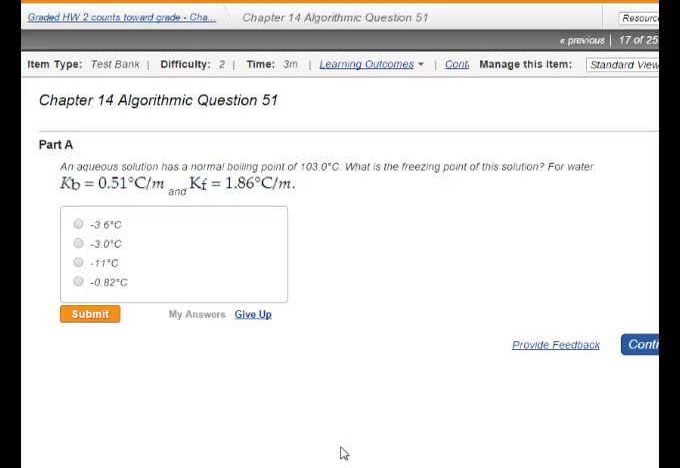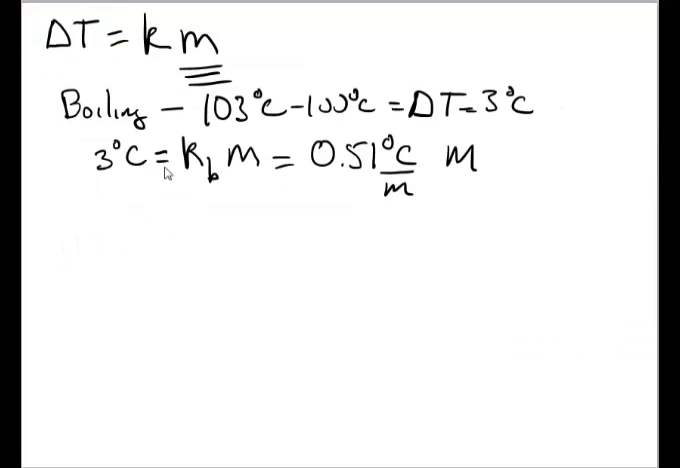So this is a colligative property change that's occurred because we dissolved something in there. It wants to know what the freezing point of the solution is going to be. And it gives us the constants for both boiling and freezing. So I'm going to move to the worksheet. So I've now transferred over here for these colligative properties, boiling point elevation, freezing point depression.